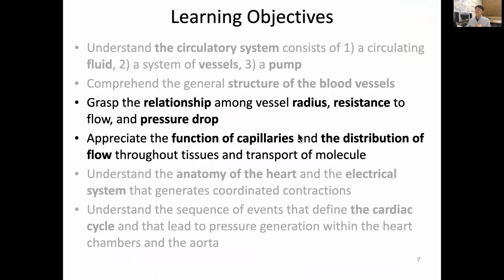So next time we will see this part from more of an engineering point of view: vessel radius, resistance, and pressure drop.